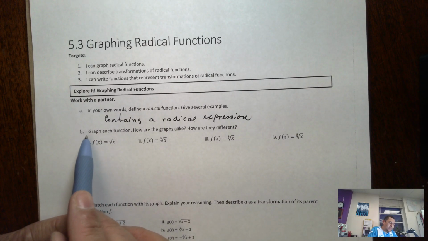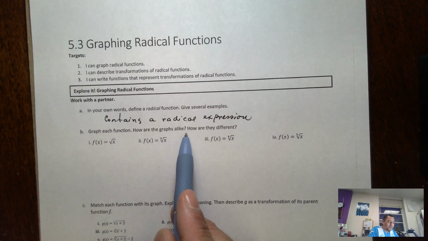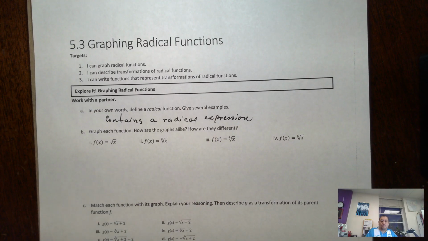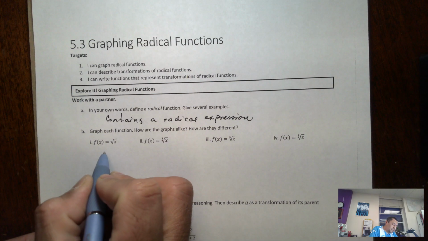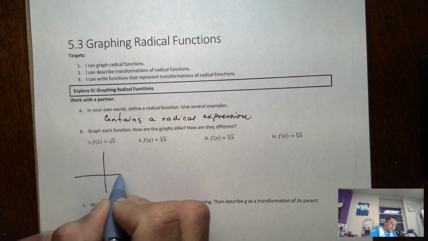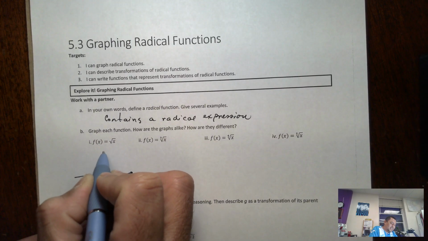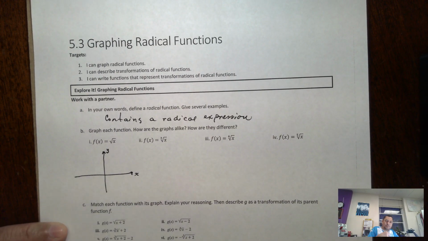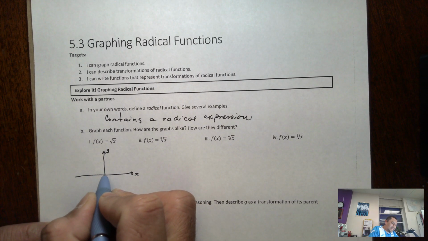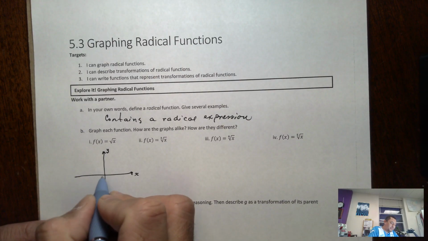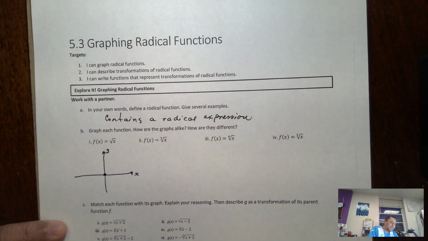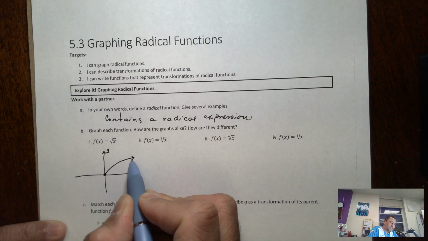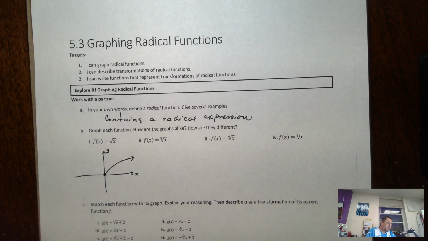Also on B, graph each function. How are the graphs alike? How are they different? So in this case, I have the square root of x. I'm going to graph it here. This is my x. This is my y. We have done it before at the beginning of the class, and in Algebra 1 a little bit. So the radical function, the square root of x, starts from 0. And it's just a sketch, right? So we're going to have a function that goes this way. This is your radical function.